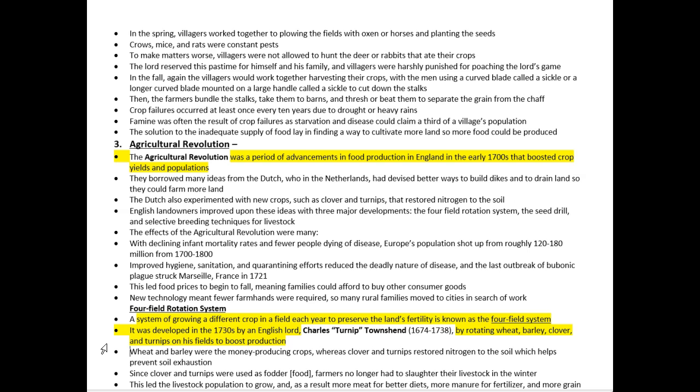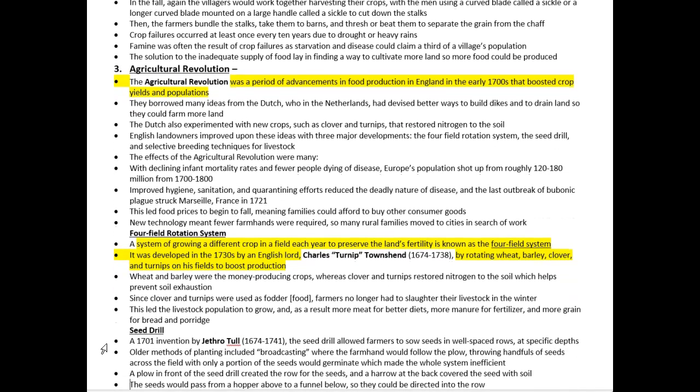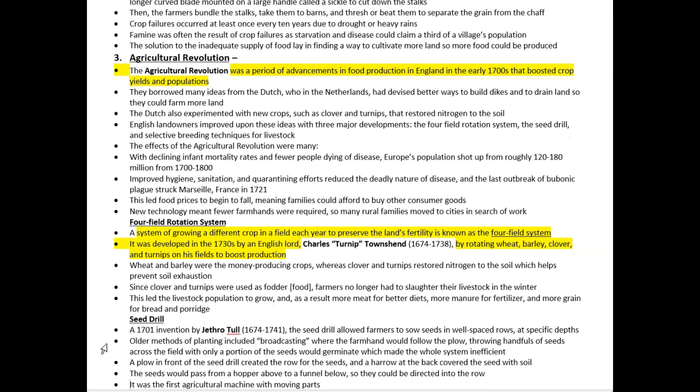Wheat and barley were the money-producing crops, whereas clover and turnips restored nitrogen to the soil, which helped prevent soil exhaustion. Since clover and turnips were used as fodder or food, farmers no longer had to slaughter their livestock in the winter. This led the livestock population to grow, and as a result, more meat for better diets, more manure for fertilizer, and more grain for bread and porridge.